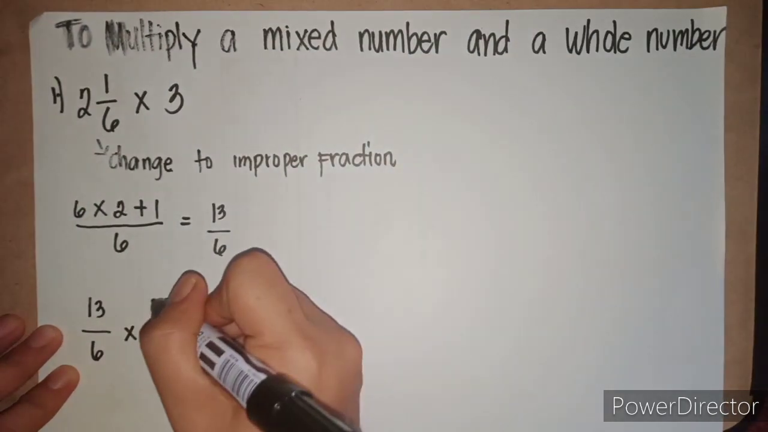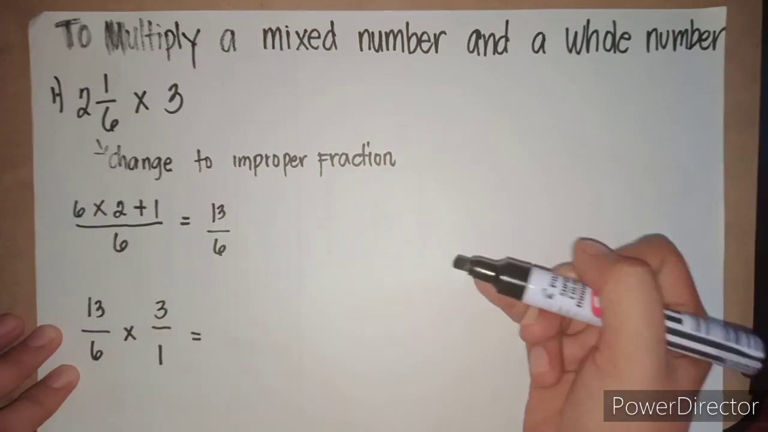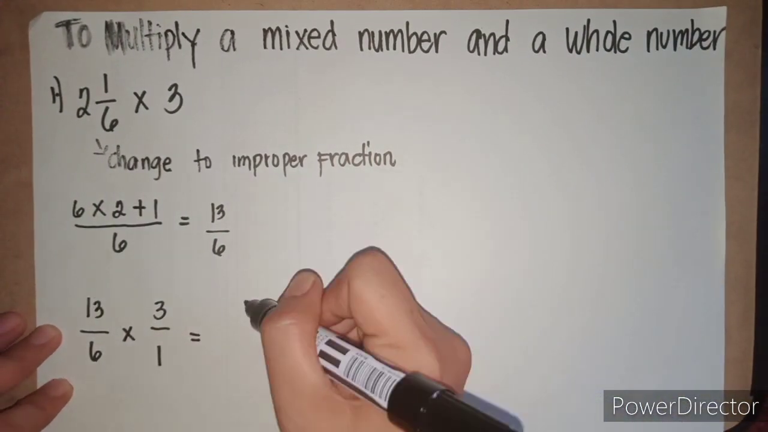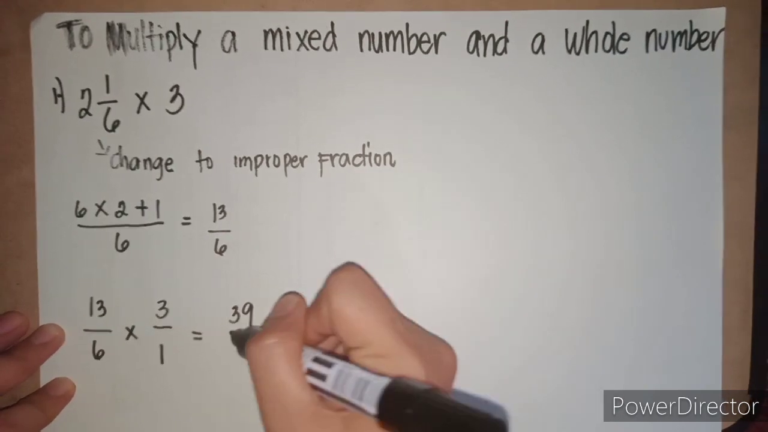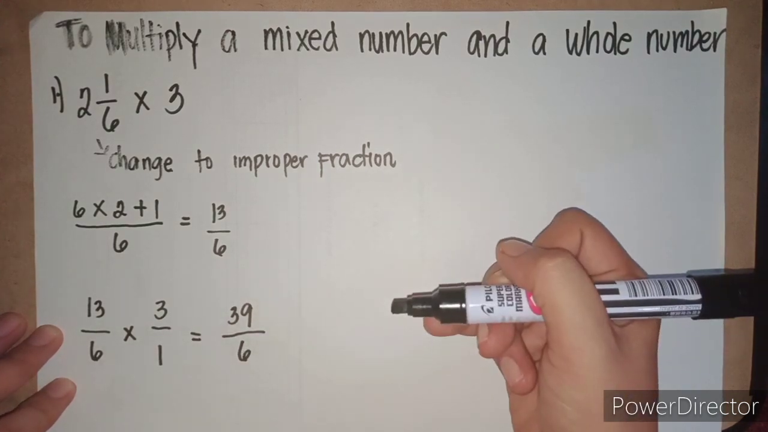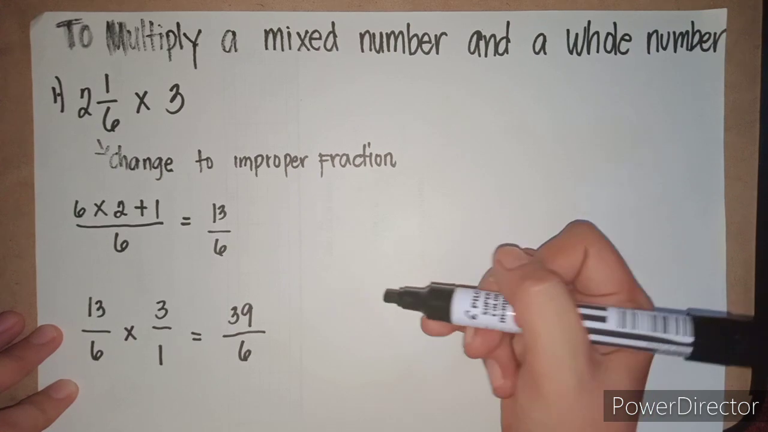The denominator of a whole number is 1. So we have 3 over 1. And then the next step is to multiply their numerators. So 13 times 3 is 39. And then to multiply their denominators, 6 times 1 is 6. Okay, so 39 over 6 is an improper fraction.